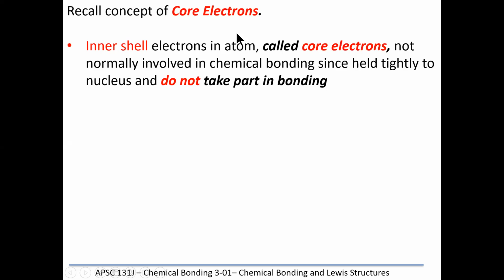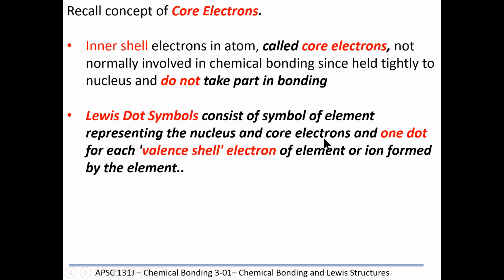Now, the core electrons are the electrons found in energy levels that are closer to the nucleus. Typically, they're not involved in the chemical bonding, but on rare occasions, they can become involved. So a Lewis dot symbol really represents the electrons in the outermost shell, and those are the electrons that are involved in the bonding. And we like to draw diagrams showing how many electrons are involved in bonding for a particular atom, so we can understand how those atoms combine with other atoms when they form chemical compounds and the bonds involved.